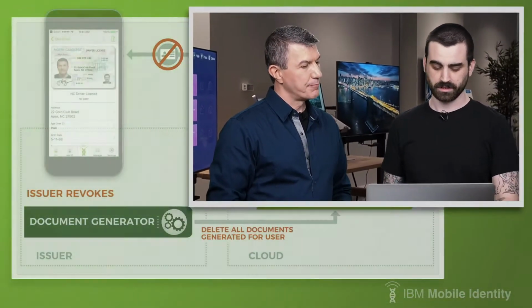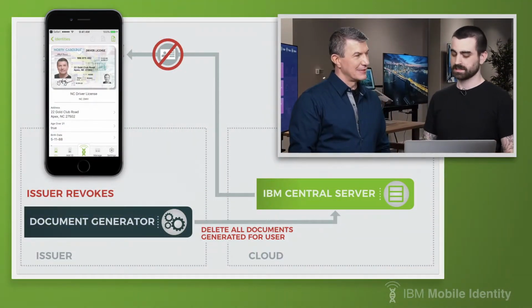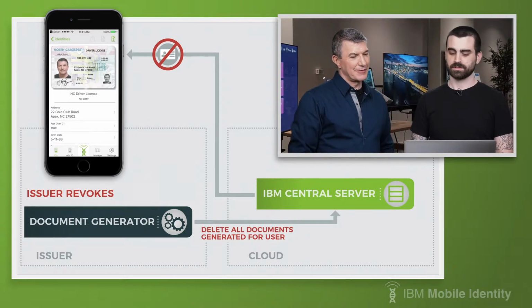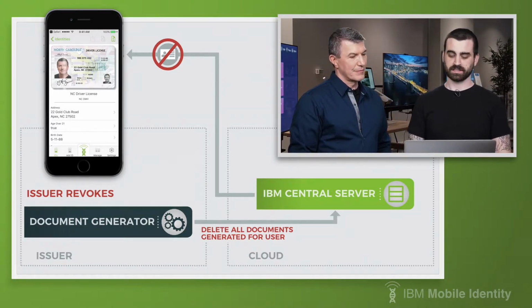Now, let's say that I was a bad boy. Let's say that you, the DMV, need to revoke my ID. Sure. What happens then? So we can go ahead and do it from the issuer's back end. Using an API with the document generator, I can call that and I can delete your document right now.